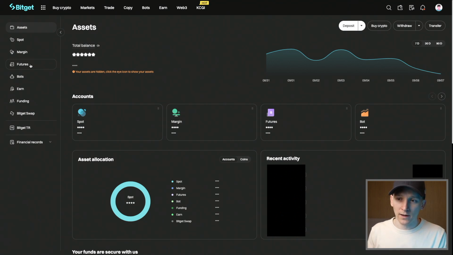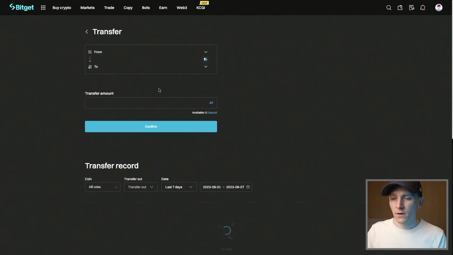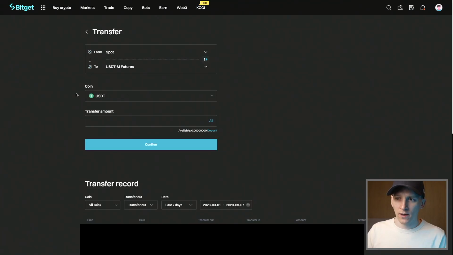We'll look at that in this video as well. And then if you want to use other features like bots or the earn program, you will have to get assets into those specific accounts. The way that you do that is by pressing transfer up here. So press transfer. This is an internal transfer. What you can do is send assets from one account to the other.